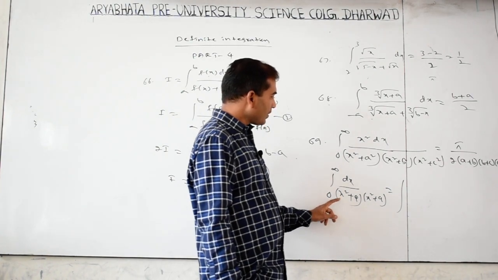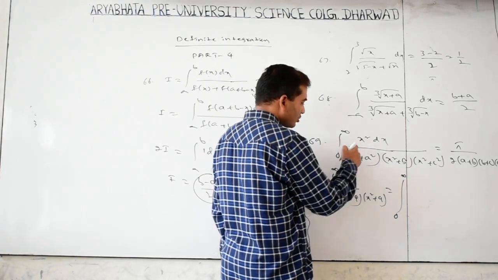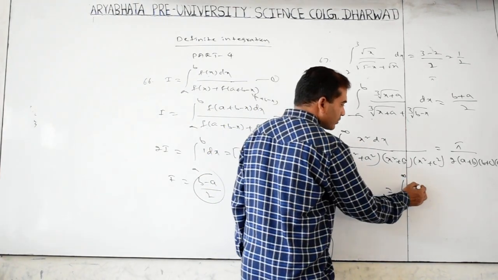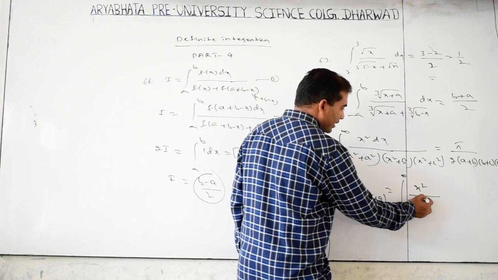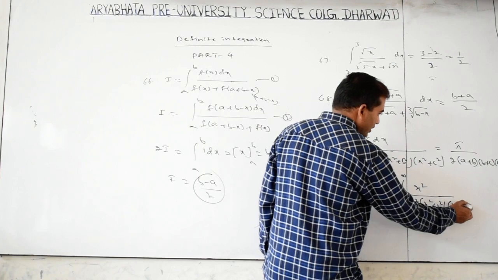So we have to make it into this form: 0 to infinity. My x square is not there, so multiply by x square here: x square by x square plus 2 square, x square plus 3 square.